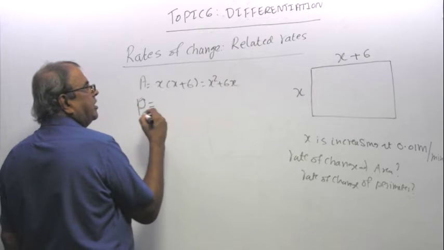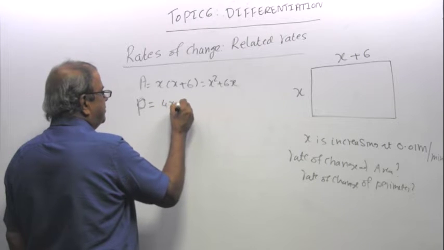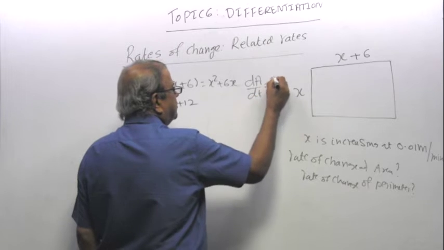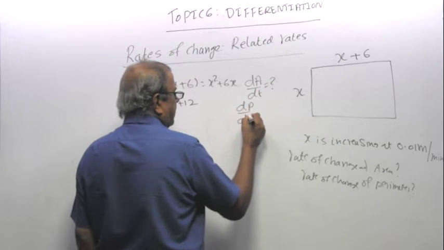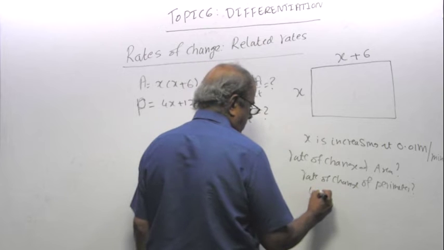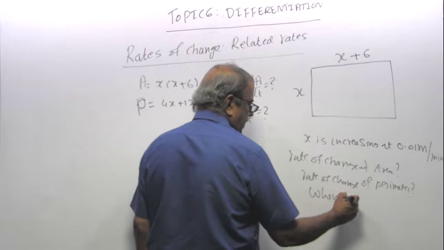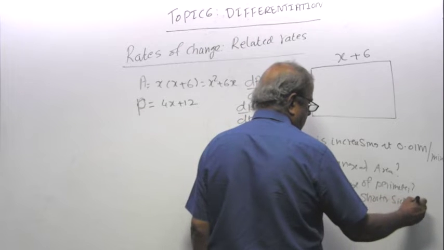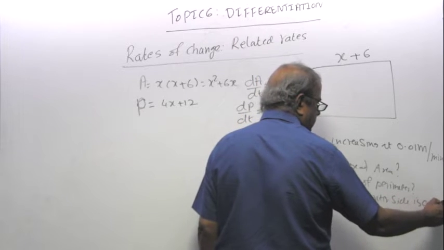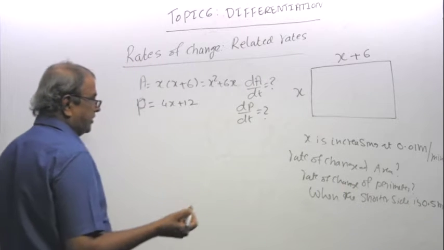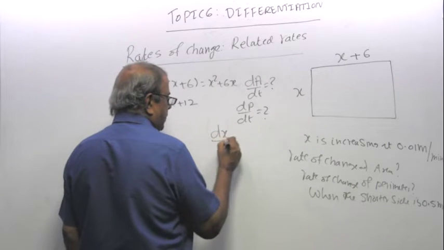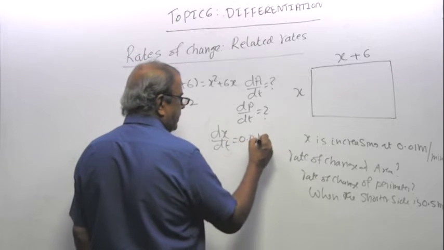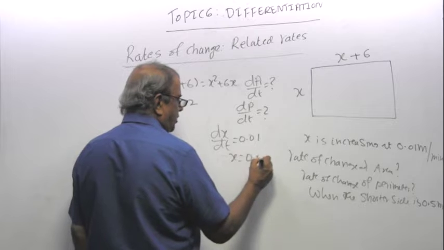Perimeter is 4x plus 12. You have to find what is dA by dt, what is dP by dt, when the shorter side is 0.5 meters at a particular instant. You know dx by dt is 0.01, and x is 0.5.